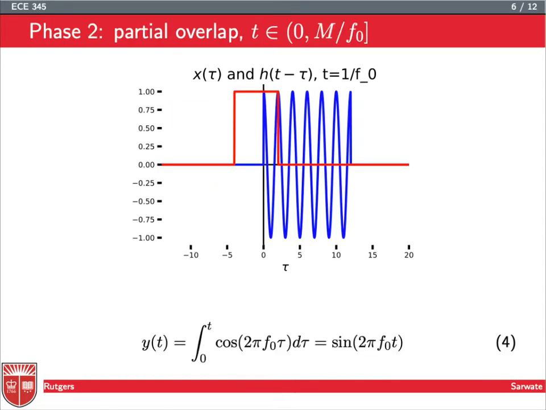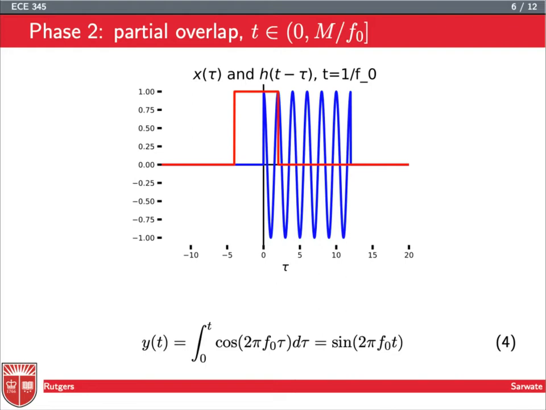When we enter phase 2, there's some partial overlap. And remember, we're going to go from tau equals 0, and then this is tau equals t. So we're integrating from 0 to t, and we're integrating this cosine 2 pi f0 tau times the box, but the h is just 1, so it's just cosine 2 pi f0 tau d tau, and we get sine. Integral of cosine is sine. So that's hopefully pretty straightforward.